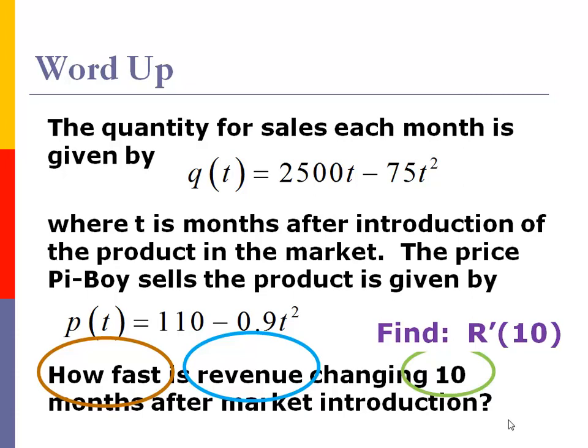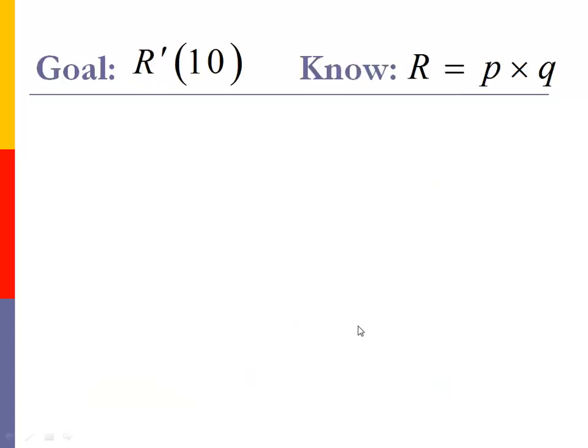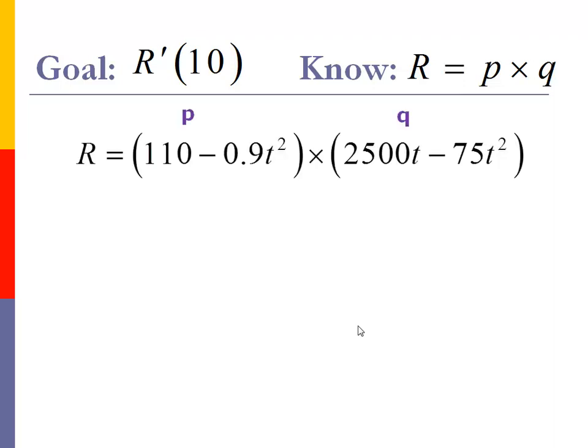So I'm looking for R prime 10, because I want to know how revenue is changing. So R prime. And then we got our 10 months, so that's why I'm plugging in a 10. Okay, so now the other pieces of information we have: a nice quantity function, and we have a nice price function. And so our goal here is to find R prime of 10. And what do we know? I know this nice revenue formula. Revenue is price times quantity, P times Q. So basically, I was given two formulas, one for P, one for Q, and I just plugged those in.